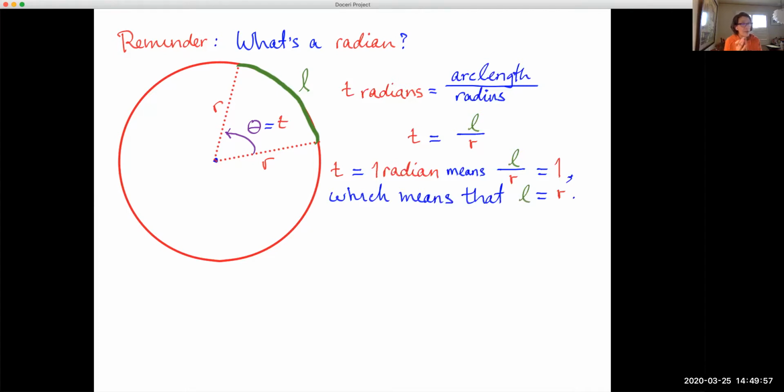If you have an angle in the middle of a circle and it chops off a piece of the circle that is the same length as the radius, then we call that angle 1 radian. So imagine opening and closing an angle and then opening it just far enough that you get a piece of the circle that's the same length as your radius, and you stop and you go, okay, there's 1 radian.